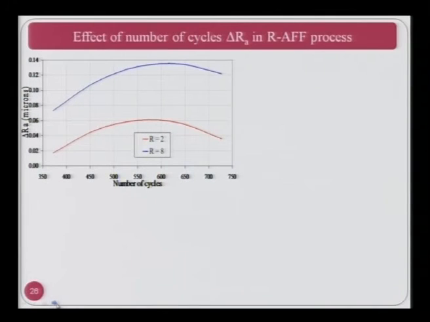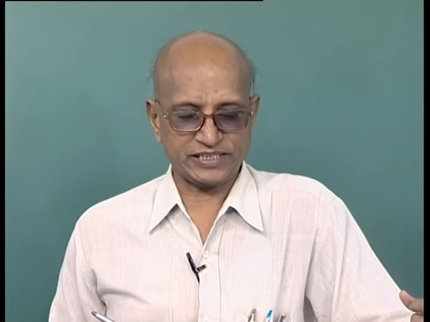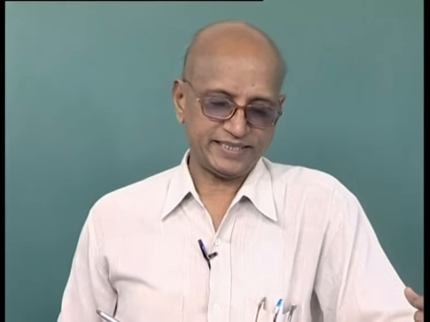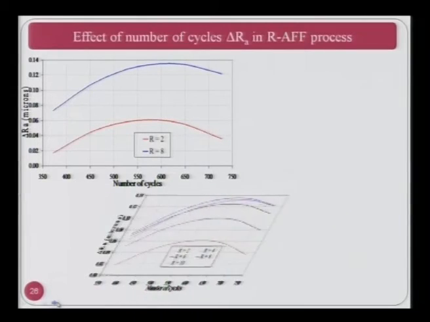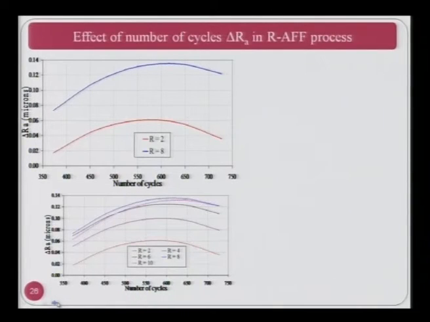Effect of number of cycles: as you see here, as the number of cycles increases, the delta Ra keeps increasing, but it attains a maximum value, beyond which it starts decreasing. So definitely we should select the optimum number of cycles where you get the maximum value of delta Ra, and it comes out around 600 cycles.